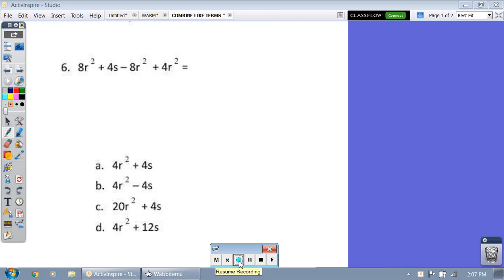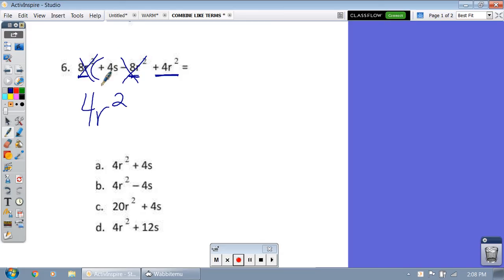Number 6, we don't have any parentheses, so we're just going to combine like terms. So let's start here. r squareds are going to go with r squareds. So let's start with these two. If I have a positive 8 and a negative 8, and they're both r squareds, they cancel out. They go away. That's it. So start with the one that has the highest power, 4r squared, and then plus 4s, so 4r squared plus 4s. Boom, you're done. That's it.